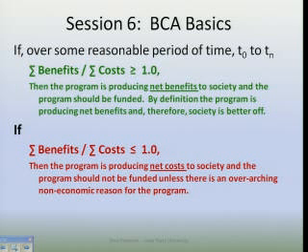Okay, move on. If the sum of all the benefits divided by the sum of all the costs is less than 1, which means the costs are greater than the benefits, is all it means, then the program is producing net costs to society, and the program should not be funded unless there is an overarching non-economic reason for the program.